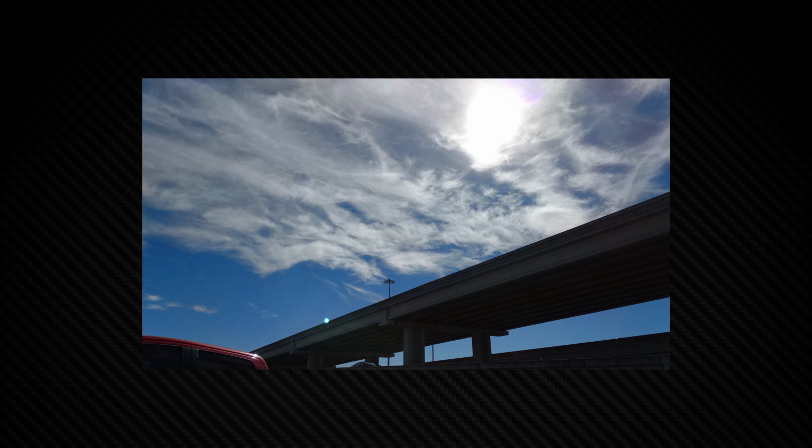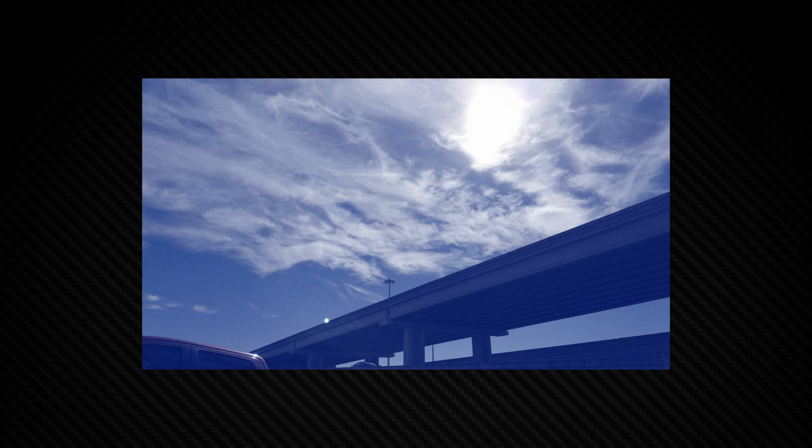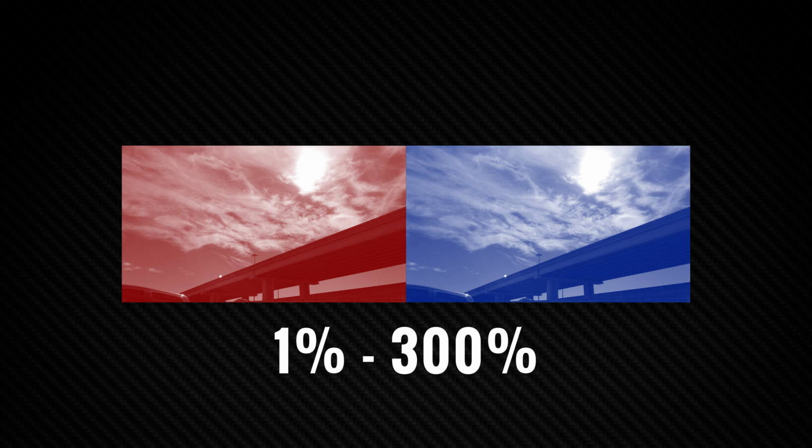Now here is an example of a landscape photo to better represent what I'm trying to show you. I'm going to show you a blue and red image. The minimum amount of disparity is 1%, where we won't see much depth, and 300% is the maximum amount of disparity that we can set the image, where you will see more depth in the image.